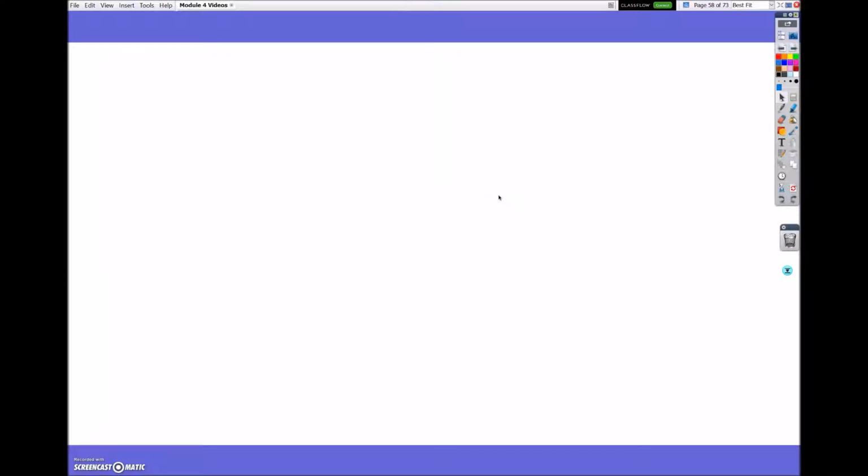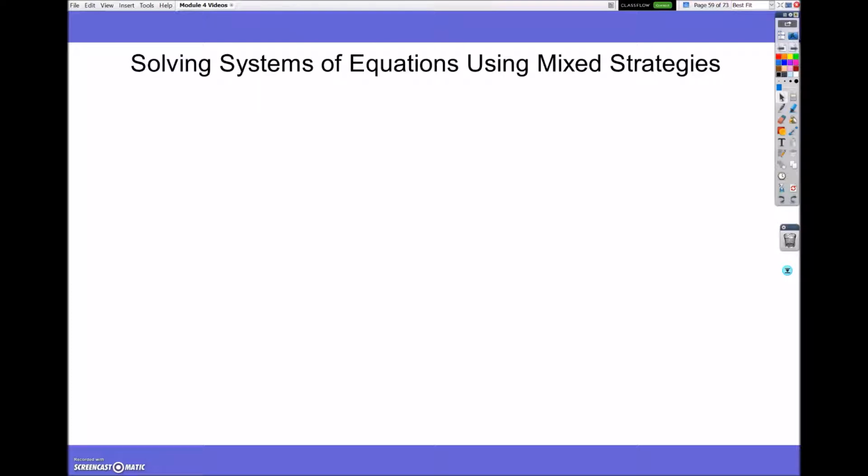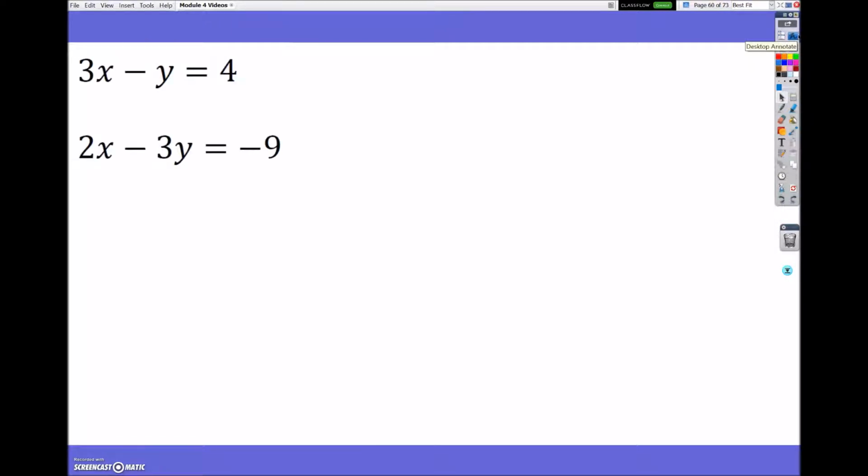Hey guys, today what we're going to be looking at is how to solve systems of equations using mixed strategies. So what this is going to look like is I'm not going to tell you what to use, whether it's substitution or elimination. You guys are going to have to choose based off what you see. So for instance, on this first one we're looking at, I have 3x minus y equals 4, and I have 2x minus 3y equals negative 9. And I need to choose whether I want to use elimination or substitution. So the choice is yours.